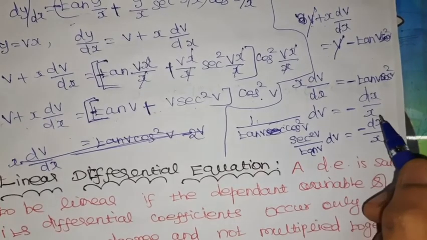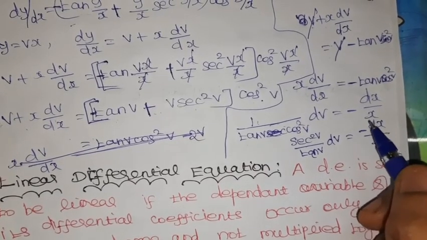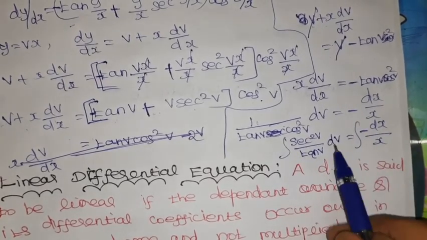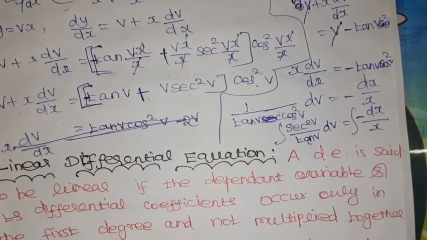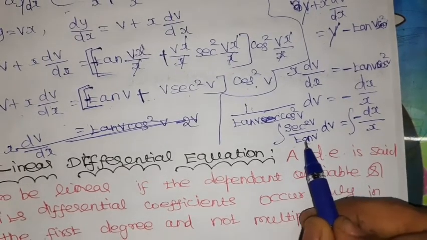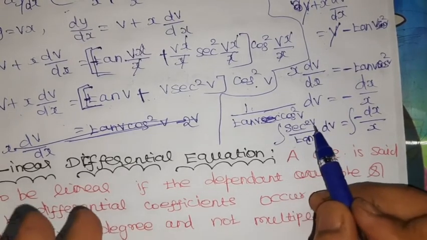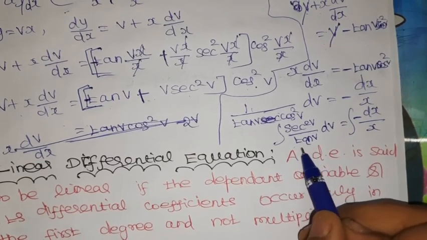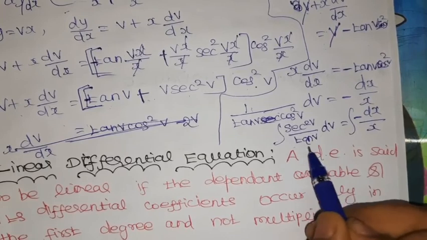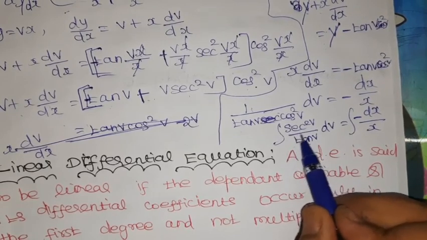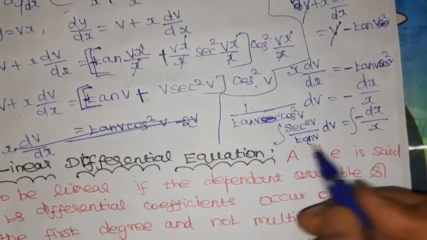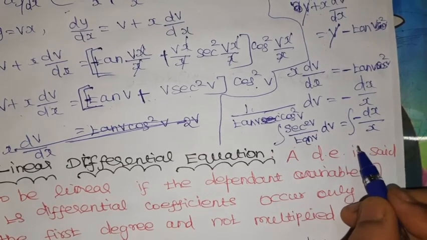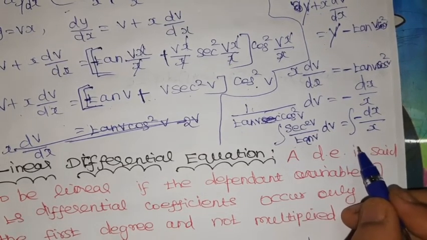So by integrating both sides, what will we get? If the differentiation of the denominator term is in the numerator, then we can set it as log of tan v. See, what is the differentiation of tan v? It is nothing but secant squared v, which is in the numerator. So we can write it as log tan v. Here also minus log x. Log of tan v minus log x plus c.